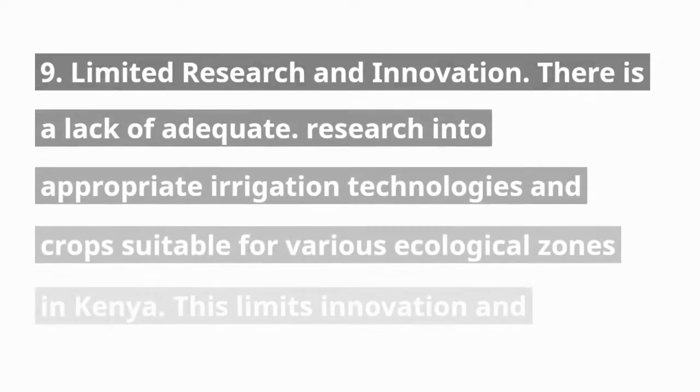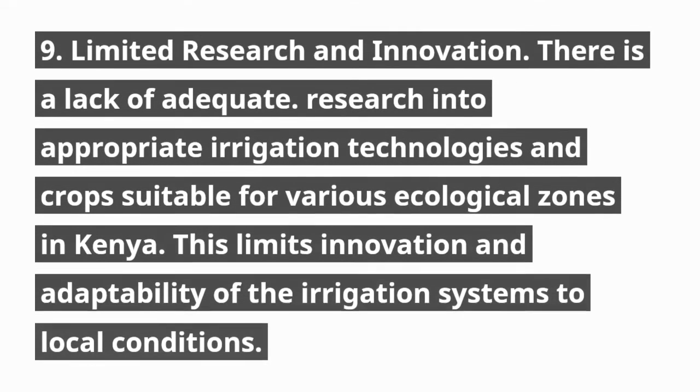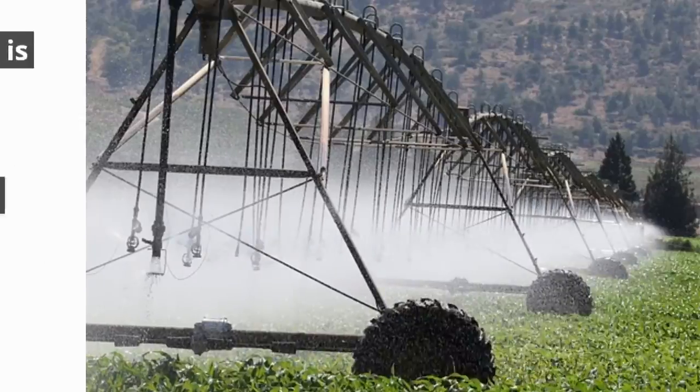9. Limited research and innovation. There is a lack of adequate research into appropriate irrigation technologies and crops suitable for various ecological zones in Kenya. This limits innovation and adaptability of the irrigation systems to local conditions.